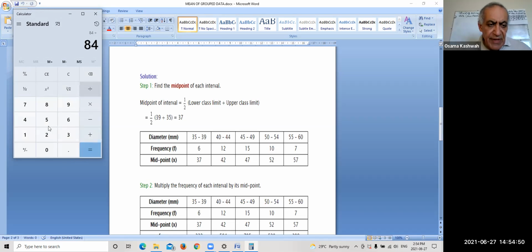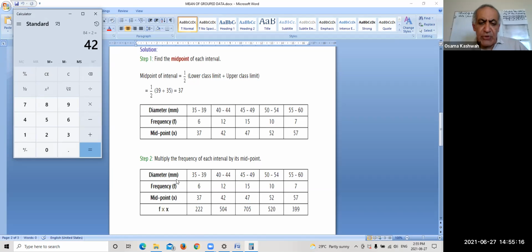This then is divided by 2 because we said it's the center of the denomination. We have the lower value of the denomination and we have the higher value of it. We want the middle value of it. That's what is called the midpoint, x. So we have the frequency f and we have the midpoint x.